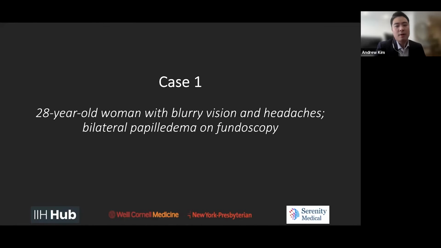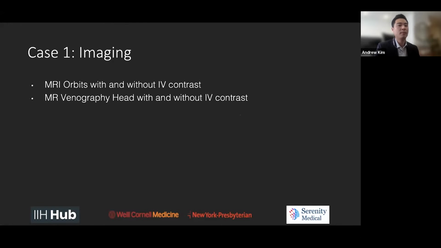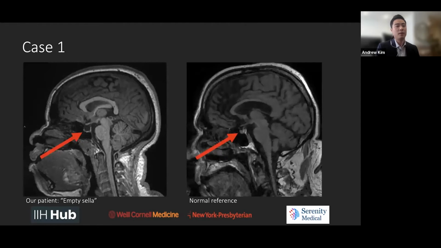We have our first patient here, who is a 28-year-old woman who comes in with blurry vision and headache, as well as bilateral papilledema, demonstrated on fundoscopic exam. The imaging this patient ended up getting was an MRI orbit with and without IV contrast, and MR venography of the head with and without IV contrast. But those are the two. So on the left is our patient. On the right is just a normal patient as a normal reference.